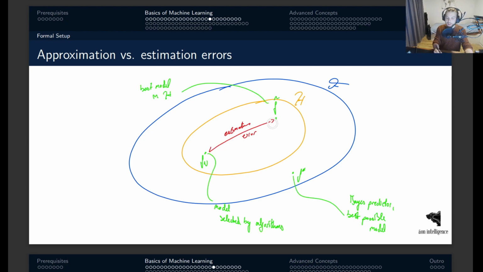Now the distance between the function Fn, identified by our empirical risk minimization procedure, and the function F tilde, the best model in H that could be found by running our learning algorithms, is the estimation error. Whereas the distance between F tilde, the best model in H, and F star, the Bayes predictor, the best model in F of all possible functions, is the approximation error.